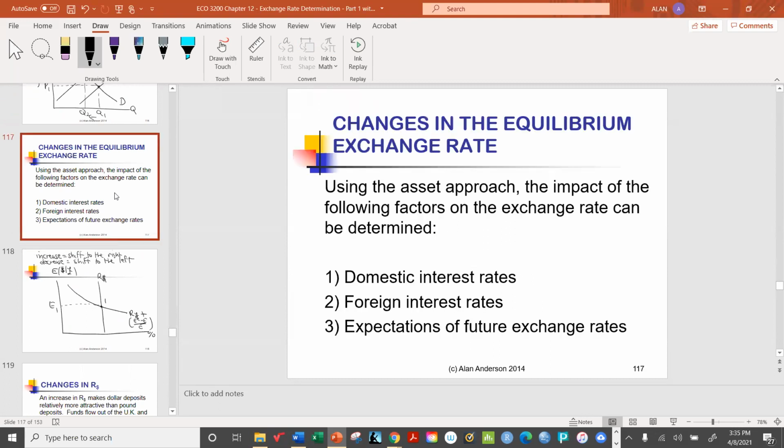So there are three things that can cause one of these curves to shift. A change in what we'll call the domestic rate of interest, which in our example means the euro dollar deposit rate. A change in the foreign interest rate, which means in our case, the euro sterling deposit rate. And of course, expectations of future exchange rates. Those can change at a moment's notice, as you can imagine. So they may be responsible for a lot of the volatility in the foreign exchange markets.